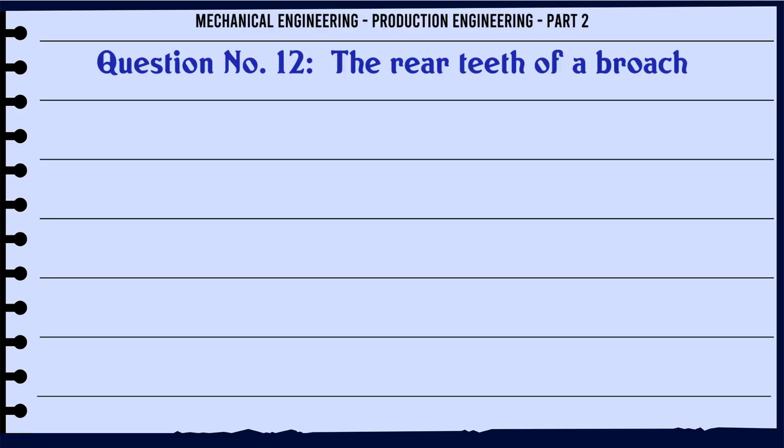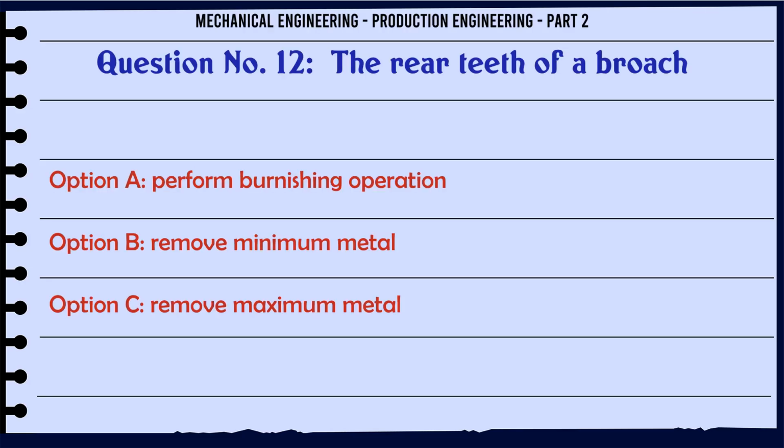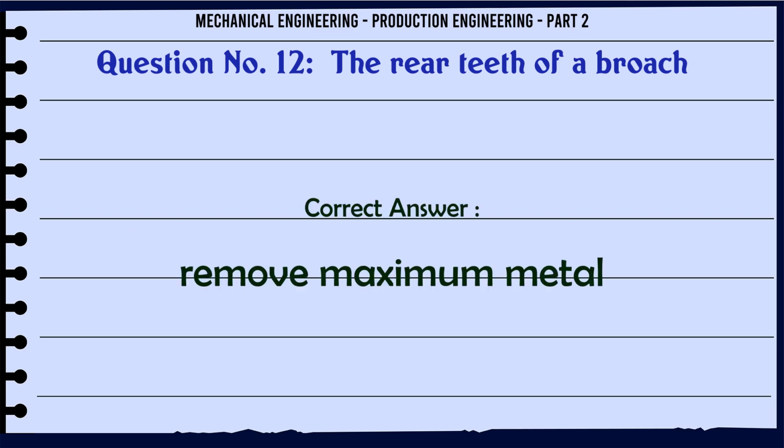The rear teeth of a broach. A. Perform burnishing operation. B. Remove minimum metal. C. Remove maximum metal. D. Remove no metal. The correct answer is remove maximum metal.